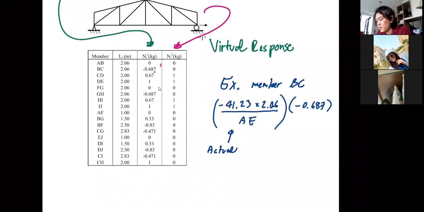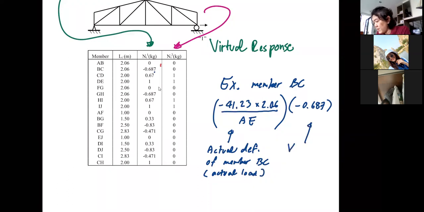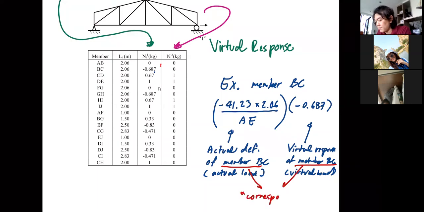This is the actual deformation of member, oops, not AB, BC, due to actual load. And then this is the virtual response of member BC as well under the virtual load. So it has to be of member BC in both cases. When you need to use both values of member BC, we can say they are corresponding. Use the corresponding values. So when it comes in this kind of form, we can actually create the table.